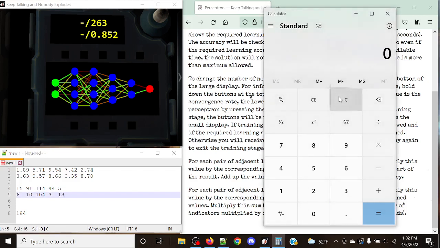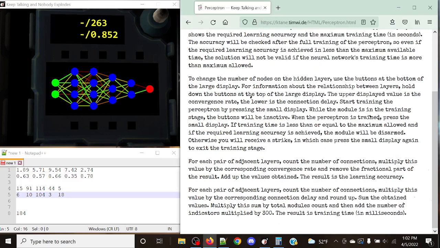So now let's add all this stuff up. 15 plus 91 plus 114 plus 44 plus 5 does give us over our learning accuracy. But now, do we have enough time remaining for us here? 6 plus 10 plus 104 plus 3 plus 18? We do. Okay, so now, let's do what this module wants us to do.